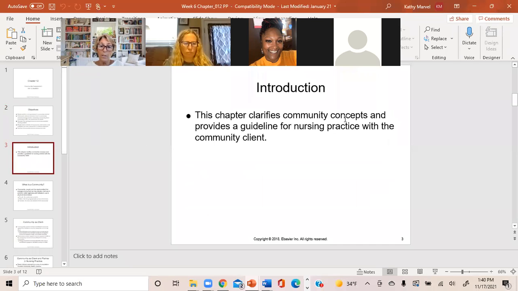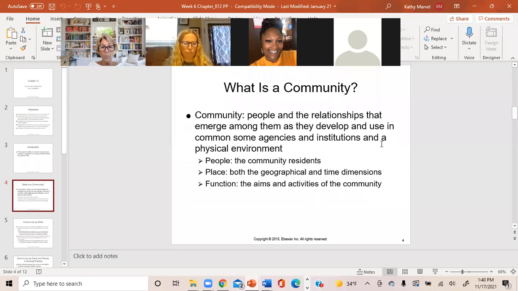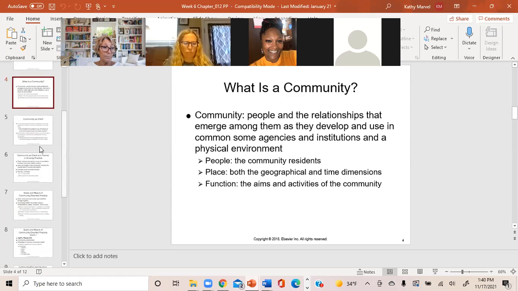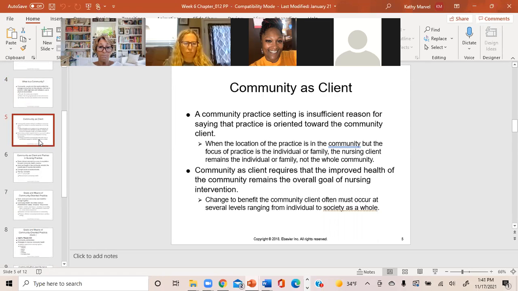Okay, so we know this chapter will clarify community concepts and provide a guideline for nursing practice in the community. So here we try and identify, what does a community look like? Community is made up of people, the place it is, the geographical boundaries, and how it functions, or the activity of the community. I always think of, is the community maybe a college town? Is it an industrial town? Is it a mining town? What kind of community are you trying to assess? We'll go through this in the book, but looking at the whole community as your client.